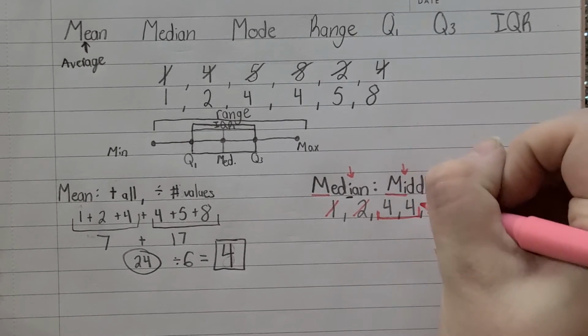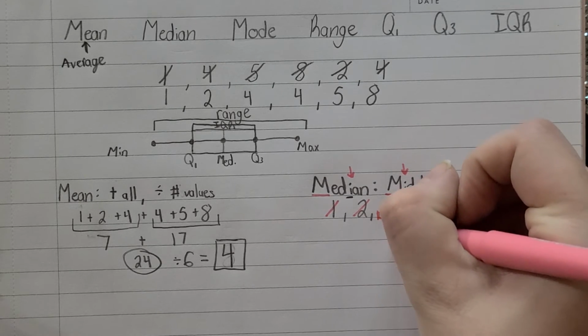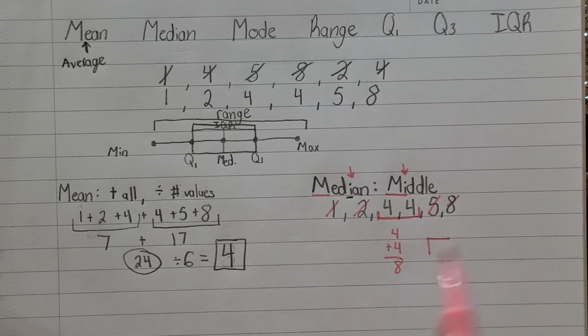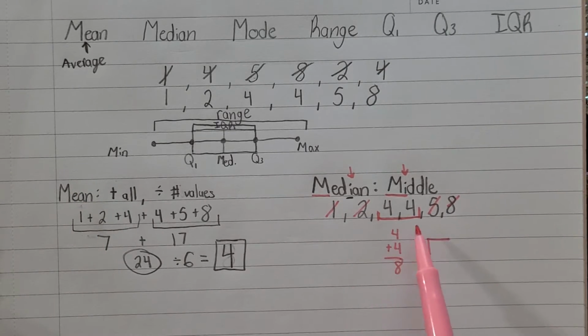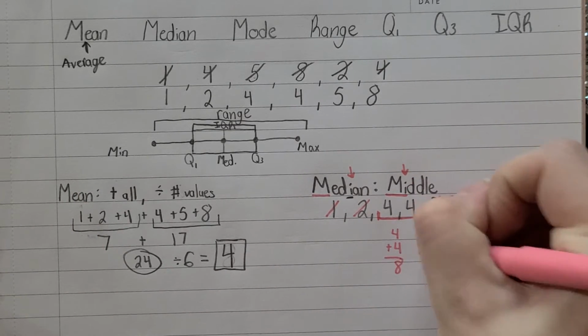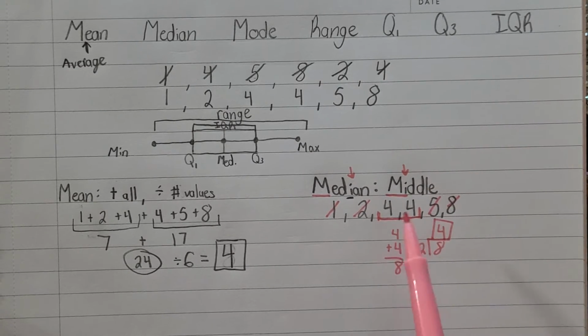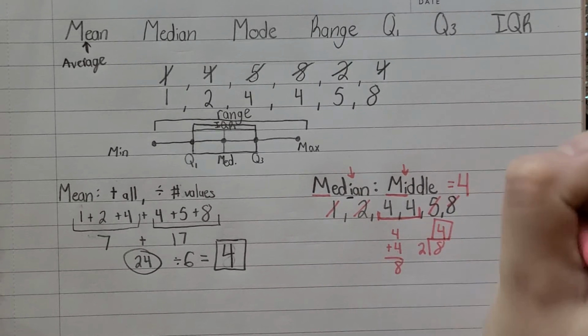If these were not the same number, I would have to add them together and then divide by the amount of numbers I added, which was 2. I would have to find the mean, or the average, essentially, and that would give me my median. That's why this still works. They're the same numbers, so you're going to get the same number. So my median in this case was 4.